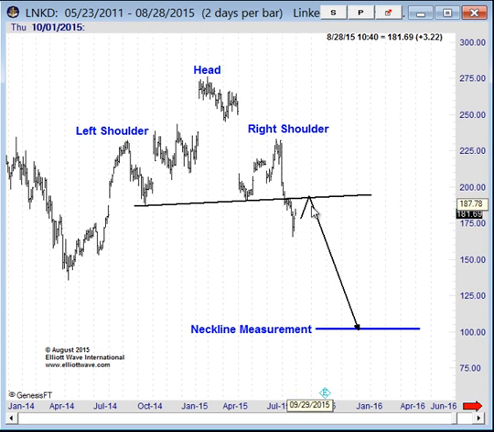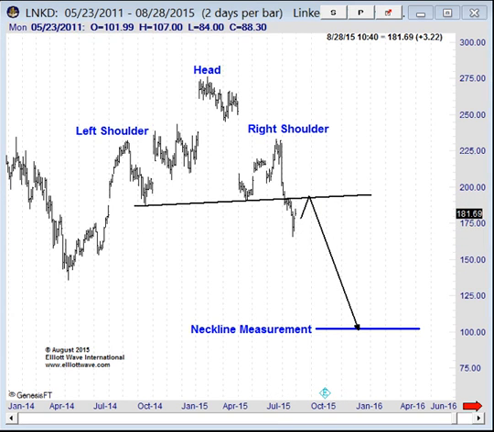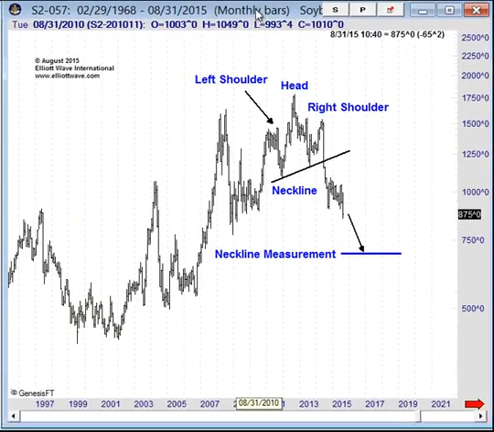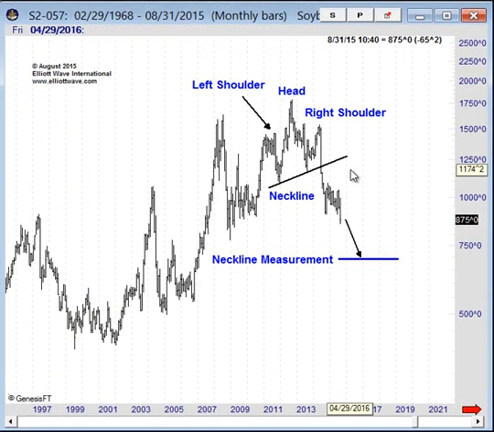Again, this is referred to as a pullback, but in some instances, for example in soybeans, there really wasn't a test of the neckline. So I like to often wait for that counter trend move, that pullback or throwback following a penetration of the neckline, but sometimes by waiting for that move to occur, it actually doesn't. So that's going to be up to you as far as how you want to trade the structure.